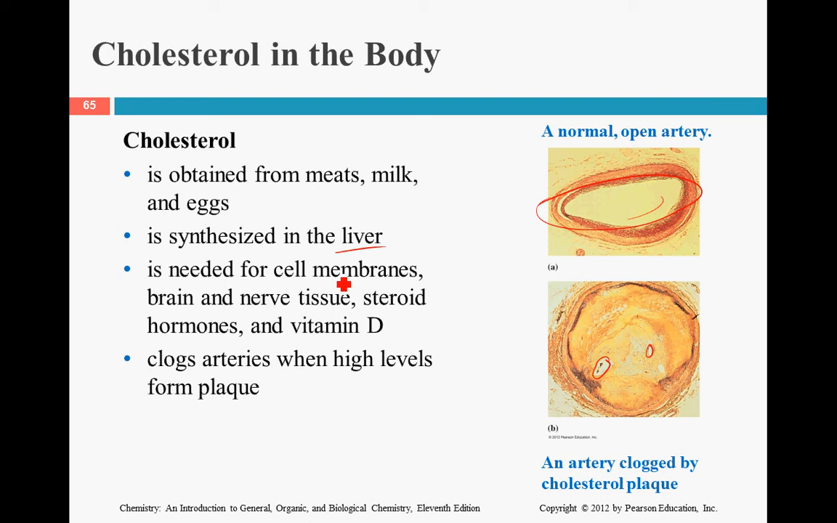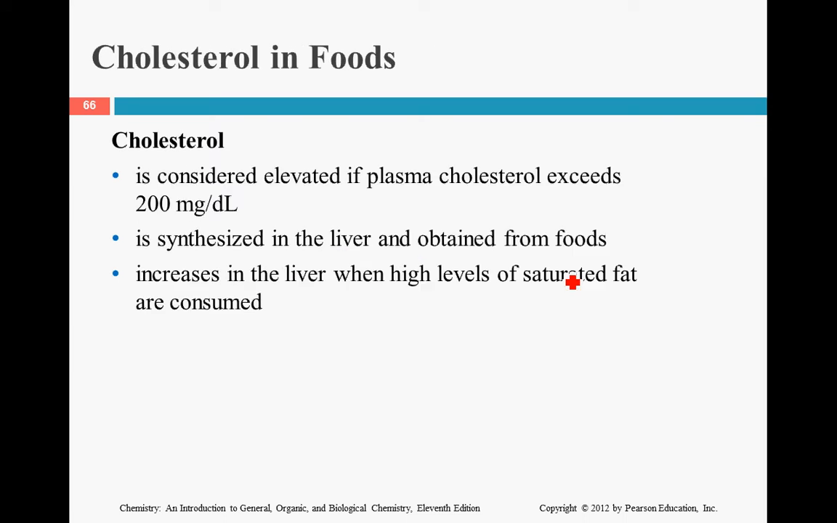However, it's also needed for some membranes, for brain and nerve tissue. It's not necessarily always a bad thing. Someone who is indicating a high level of cholesterol has more than 200 milligrams per deciliter. And we're going to put that in perspective in a minute when we start looking at how many milligrams of cholesterol are in particular foods.